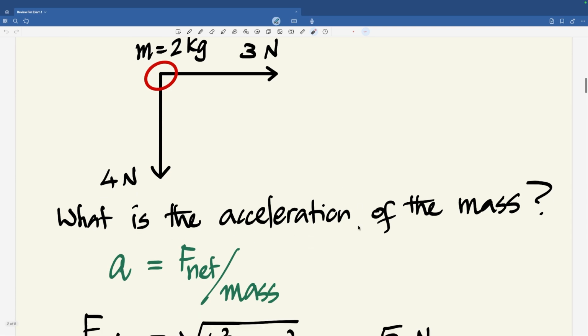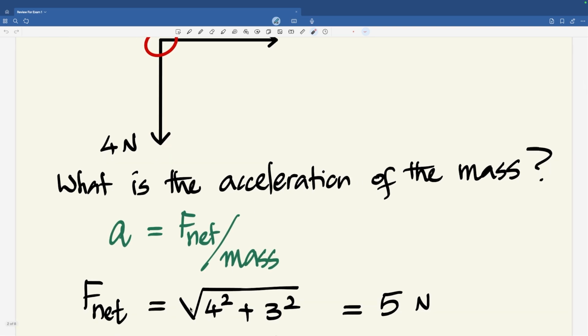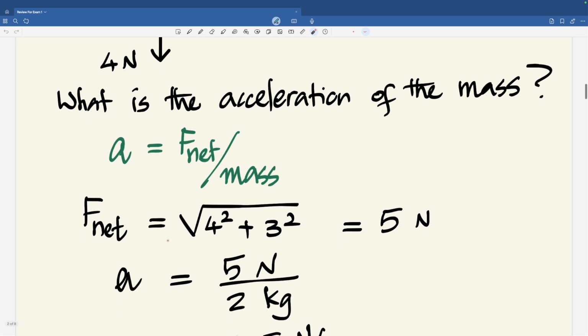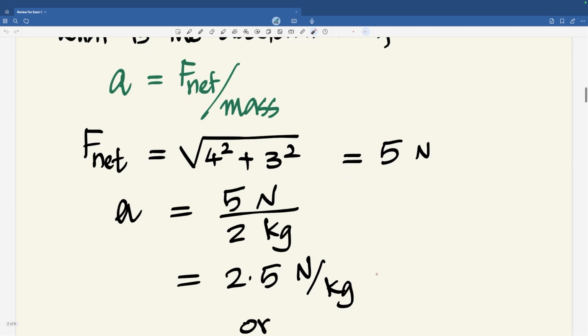When you use that theorem, you know it's square root of the sum of the squares of both, which will give you 5 Newton. Because this is 16, this is 9, so 25, square root of 25 is 5 Newton. Once you get that, plug it back into this relation, and you should be able to find the acceleration from that relation. So it's 5 Newton divided by 2 kilogram, which is 2.5 Newton per kilogram.